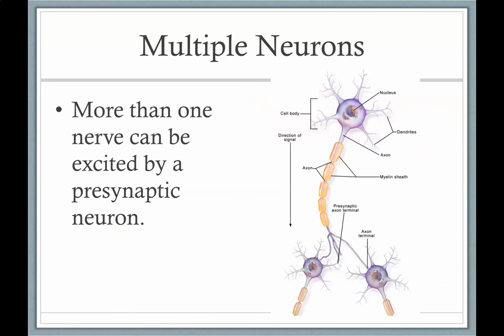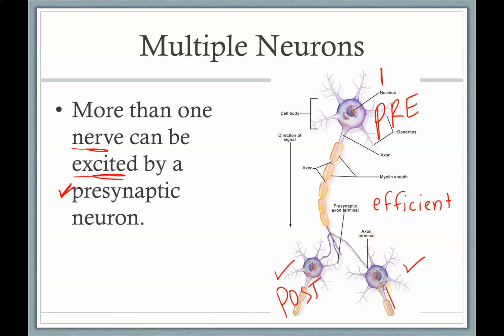Now, what if one nerve cell tells two nerve cells what to do? That is actually very efficient. You have to think about it, because if every cell told only one cell what to do, you'd never get anything done. So in multiple neurons, more than one nerve can be excited by a single presynaptic. So in this case, I have one pre and I have two posts. This once again allows your brain to get more things done with one signal. Again, very efficient.